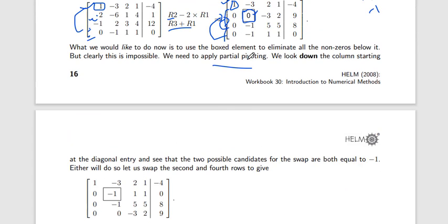So we will swap the rows. Here the first row will remain the same: 1 minus 3 2 1 minus 4. The fourth row will become the second row, 0 minus 1 1 1 0, and the second row will become the fourth row, 0 0 minus 3 2. Okay, this is the partial pivoting. So in the diagonal there is always 1, or you can say a much larger value than the element below, okay.